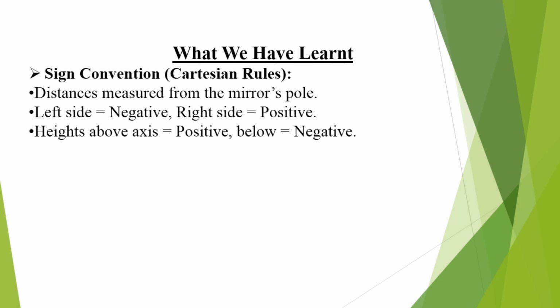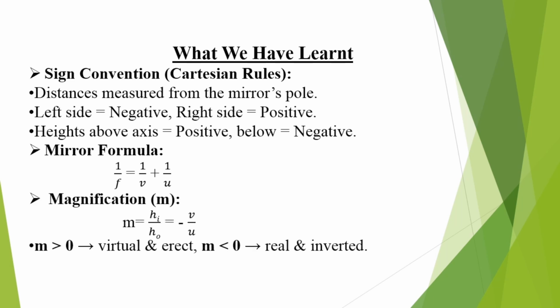And the mirror formula is 1 by f is equal to 1 by v plus 1 by u. f means focal length, that is the distance from focus to pole, v is the image distance, the distance from image to pole, and u is the object distance, the distance from object to pole. The magnification m is equal to hi by ho, or h dash by h, that is equal to minus v by u. Here hi is the image height and ho is the object height. If m is greater than 0, the image will be virtual and erect, and if m is less than 0, it is real and inverted.